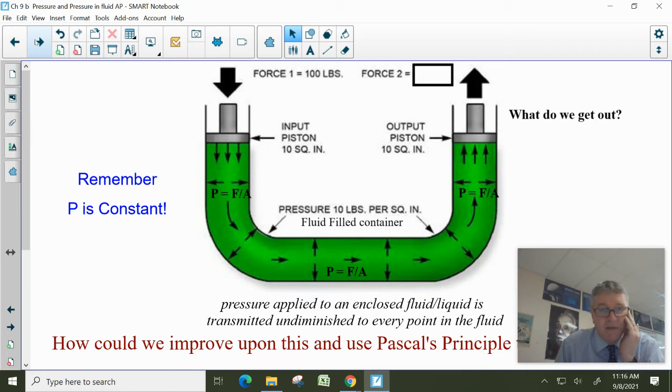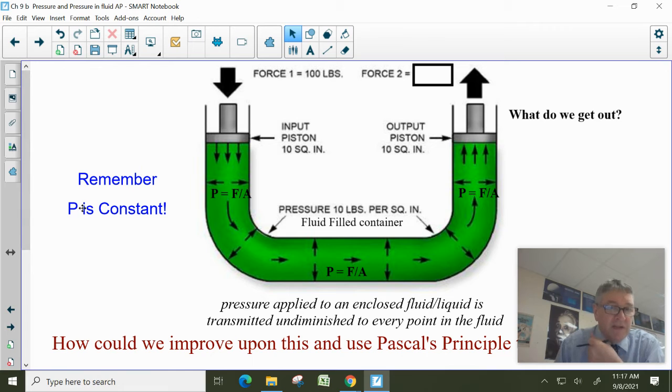Now here's one of the simplest questions. It's kind of the same idea. Now we're going to put a little math to it. So I'm going to apply a force, let's say 100 pounds. I'm going to do that on a piston that has an area of 10 square inches. And remember, pressure is force over area. So I have a force of 100. I have an area of 10. Well, it sounds like 100 divided by 10 is 10.